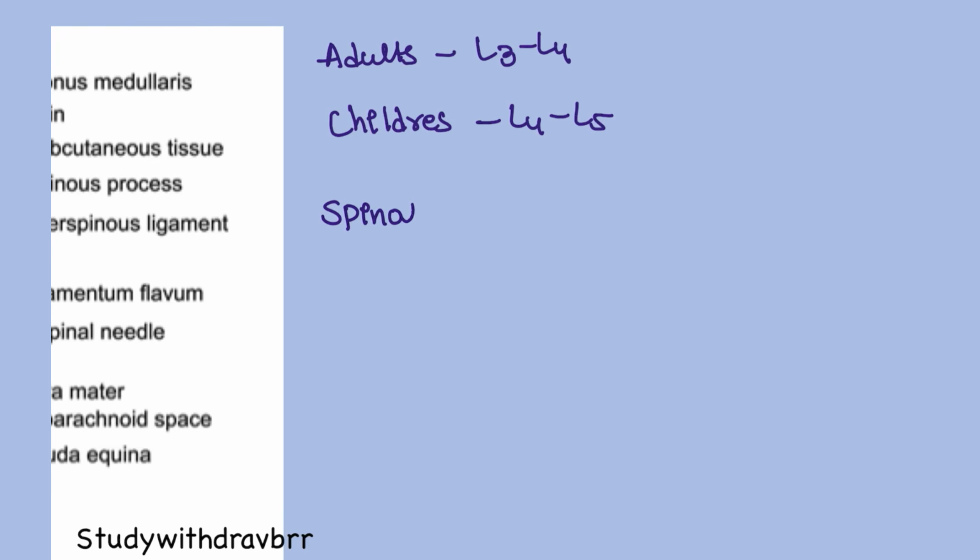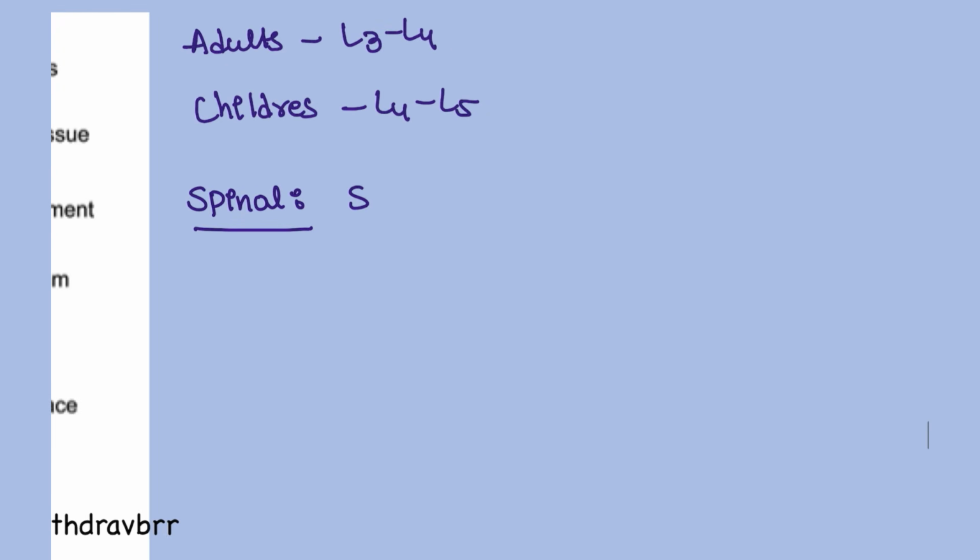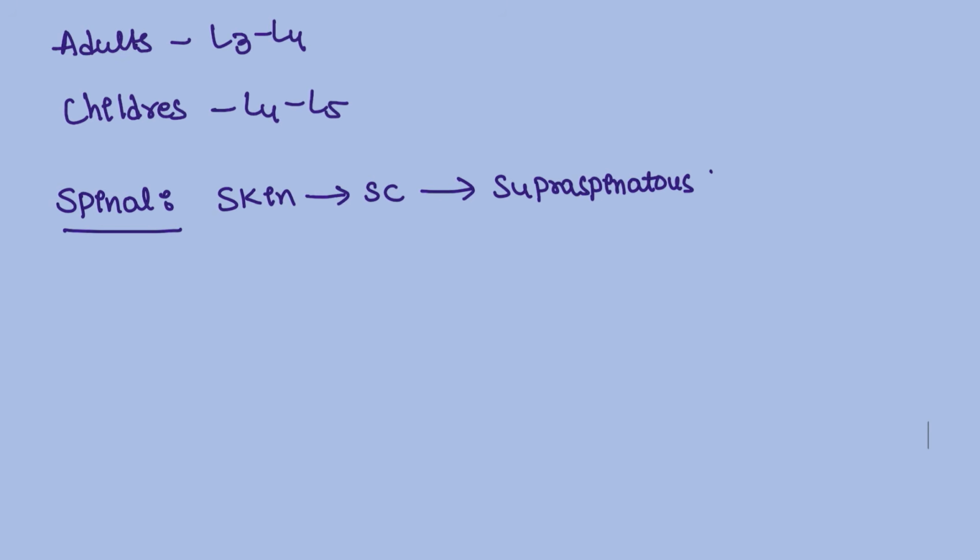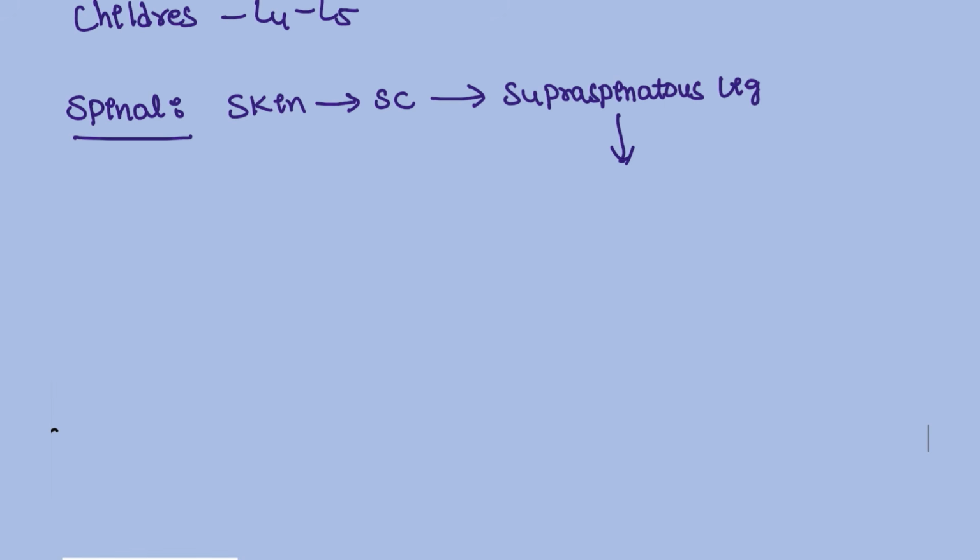Let's see what layers are pierced one by one in spinal anesthesia. First the skin, the outermost layer, followed by the subcutaneous tissue, and after that we have the supraspinous ligament. After the supraspinous ligament, you will be entering into the interspinous ligament.